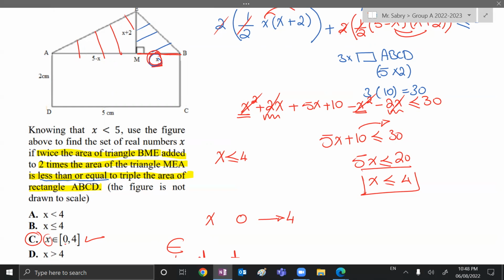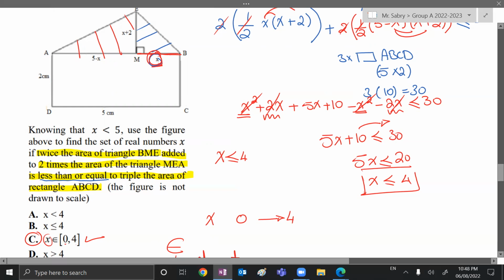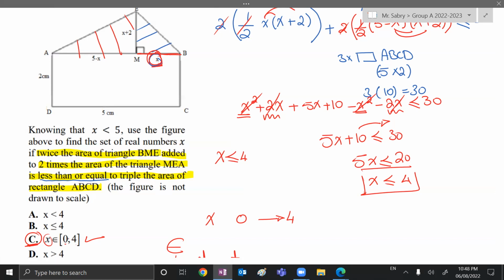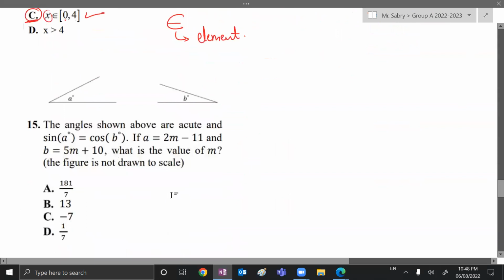So this means that x could only be either 0 or positive numbers, but still less than 4 or 4 itself. So the only option that says so is this C. Does that make sense, a little? Perfect.